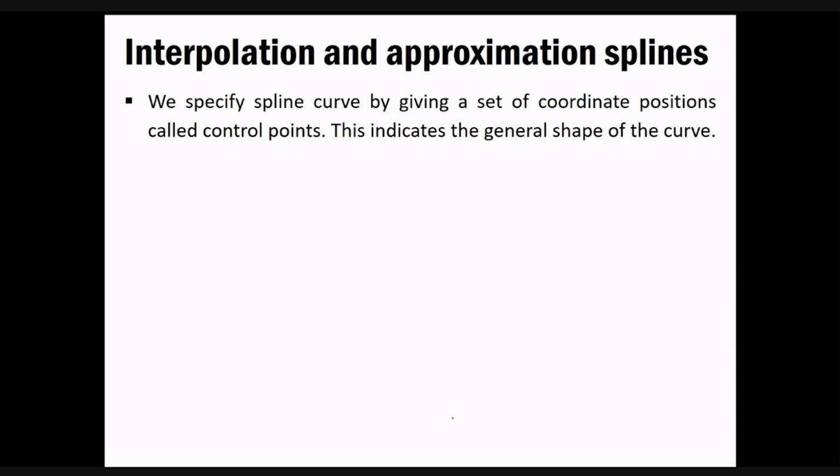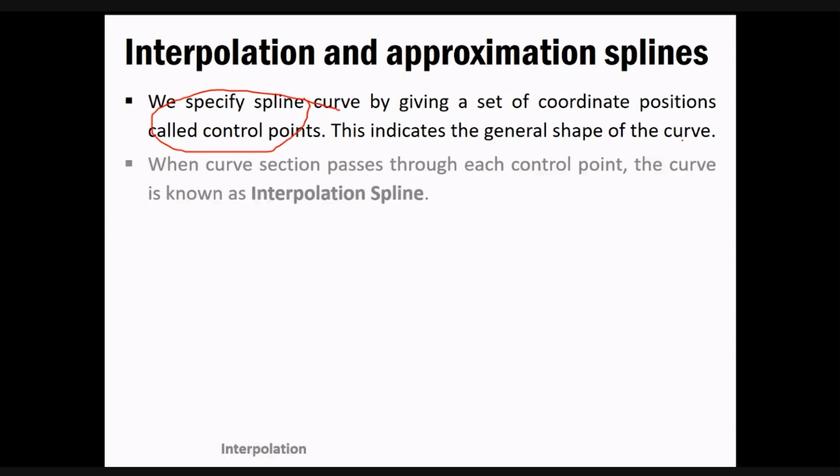It says we specify a spline curve by giving a set of coordinate positions called control points. The same thing that I have shown just now. This indicates the general shape of the curve. When the curve section passes through each of the control points, the curve is known as an interpolation spline. So the very first thing that we have is the interpolation spline.